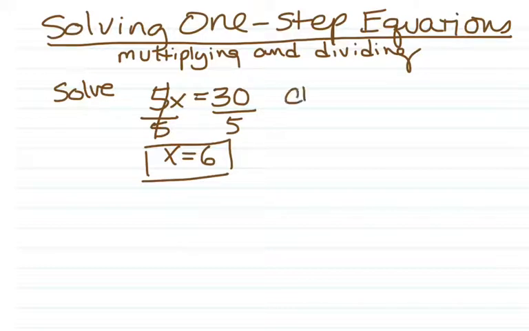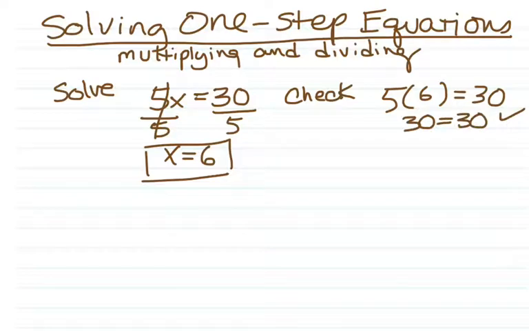We're going to check our work by substituting the value we got. So in place of the x, we have empty parentheses waiting to substitute the value. 30 equals 30, so we know we did it correctly.